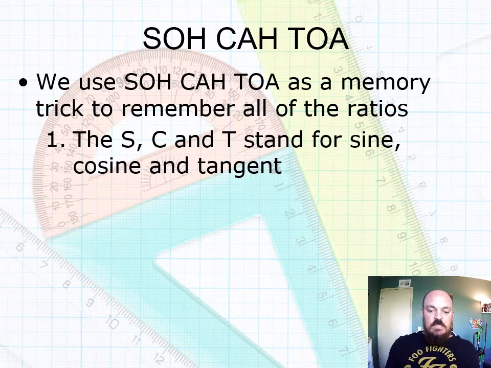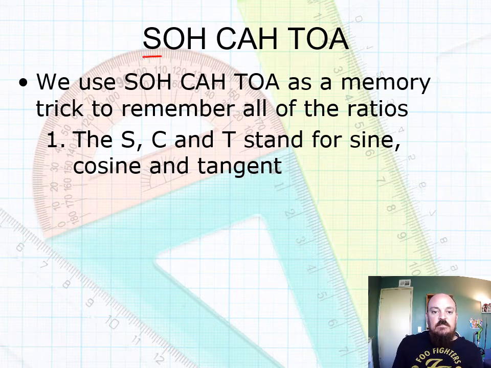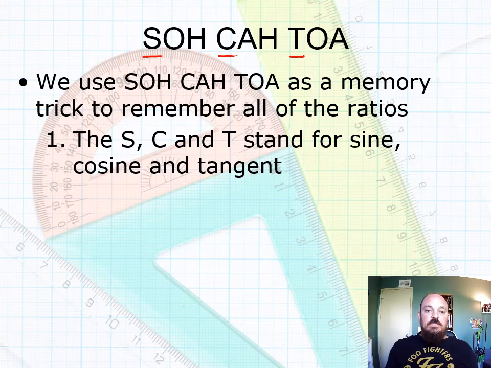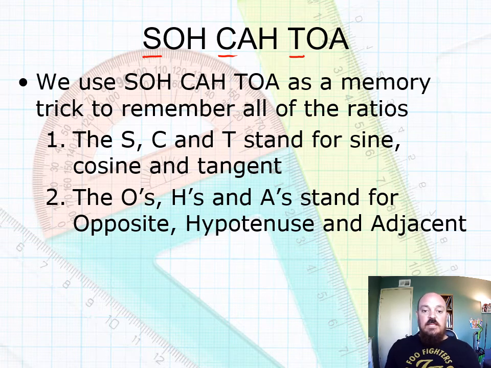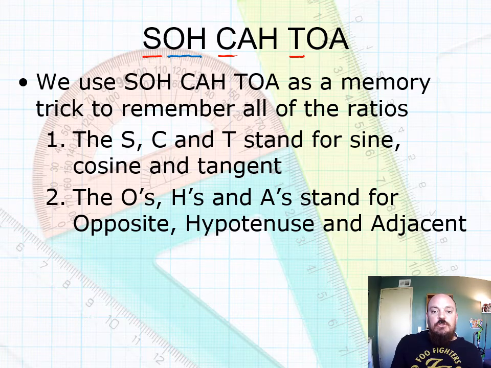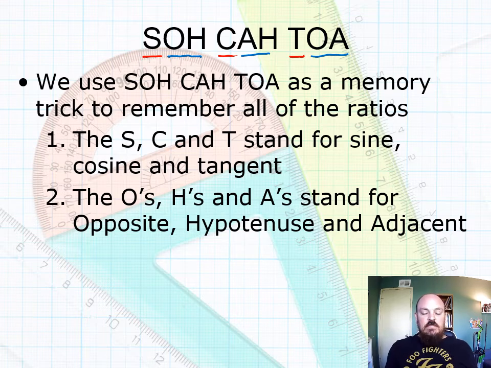So the first letter of each one, the S, the C, and the T, those are our 3 trig functions. S means sine, C means cosine, and T means tangent. Now the other letters are all some combination of O's and H's and A's. That comes from the triangle we just talked about. So over here, OH, AH, OA. Those letters stand for opposite, hypotenuse, or adjacent.